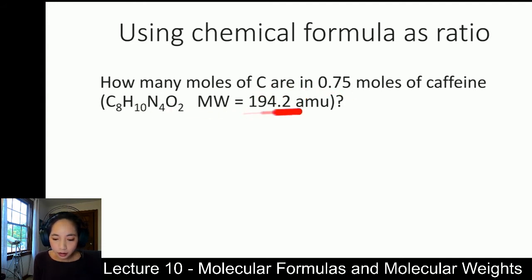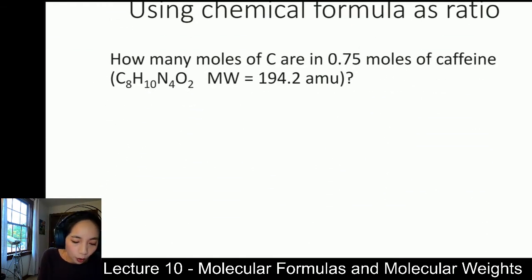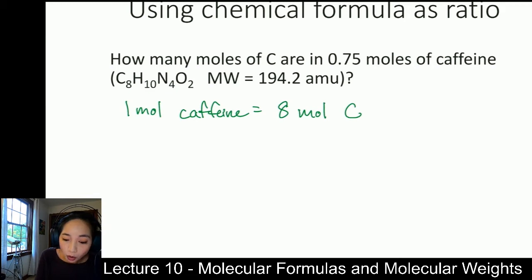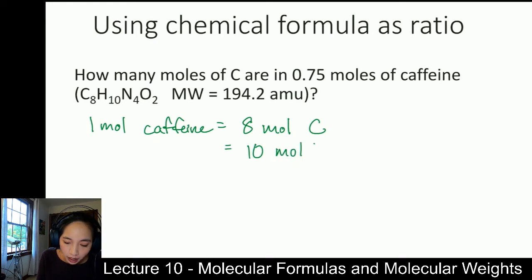And it gives us the molar mass here. But see how we're already in the unit of moles of caffeine? So if we take a look back up here, where we said 1 mole of caffeine has 8 moles of carbon atoms, I can write a new equality. 1 mole of caffeine equals 8 moles of carbon atoms. Or it equals 10 moles of hydrogen atoms, or it equals 4 moles of nitrogen, or 1 mole of caffeine equals 2 moles of oxygen.